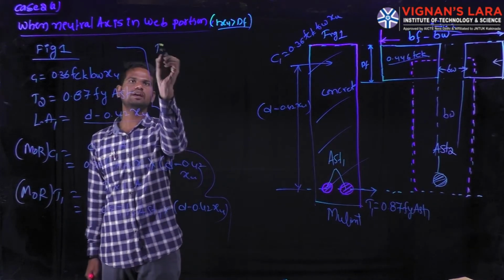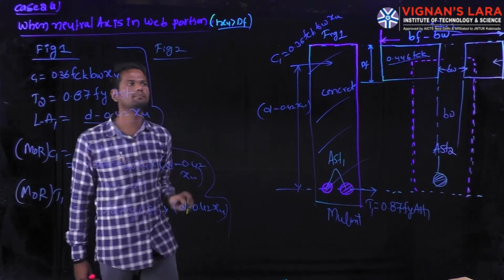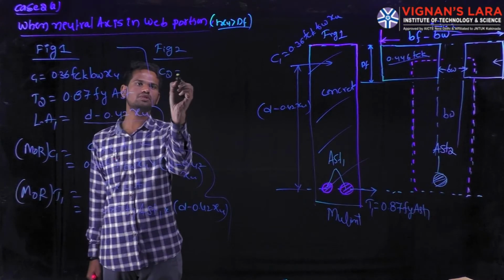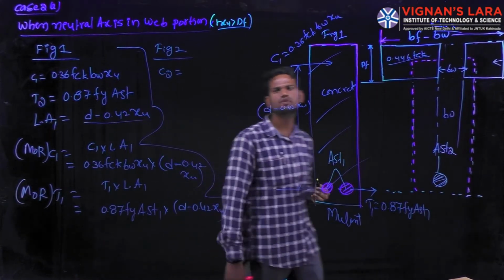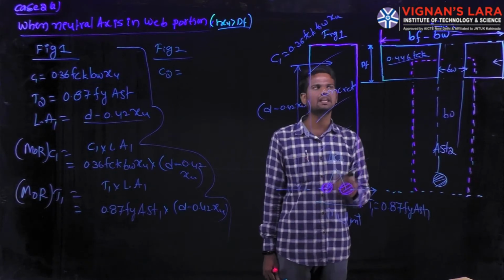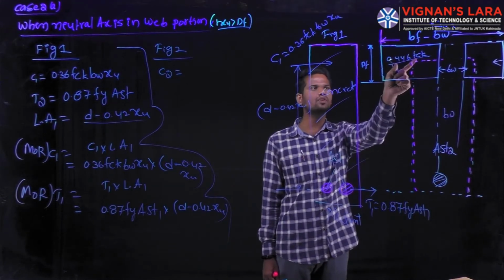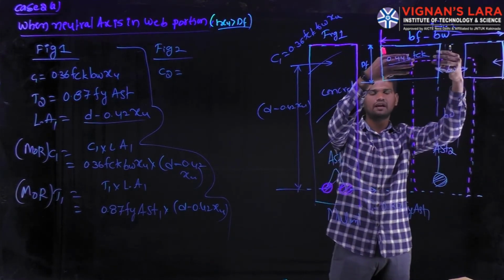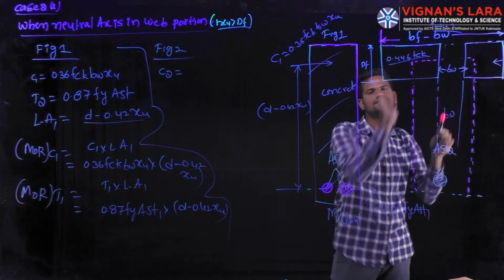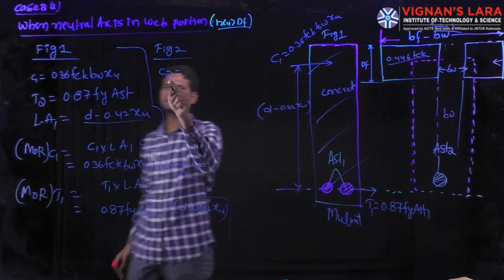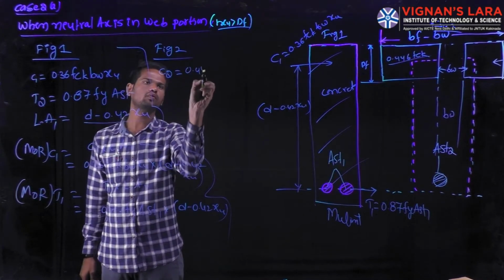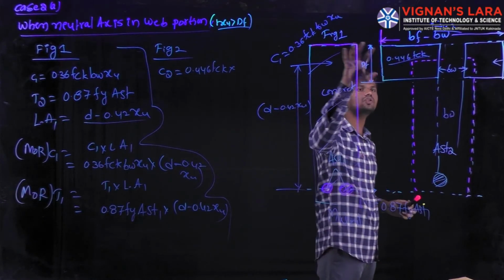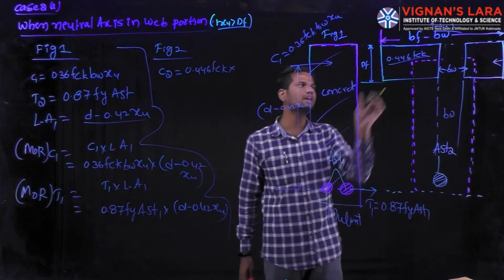Again, from figure number 2, we have the total compressive force in the flange portion, C2, equal to stress into area, because compressive force is nothing but stress into area. The stress here is 0.446 into fck. This is the concrete portion; in the flange portion we have the concrete, and 0.446 fck is the stress acting on the block. Stress into area: how will the area be obtained? It is bf minus bw.